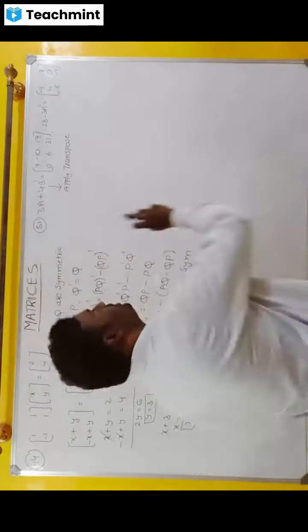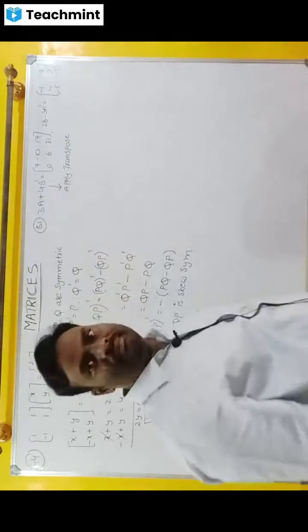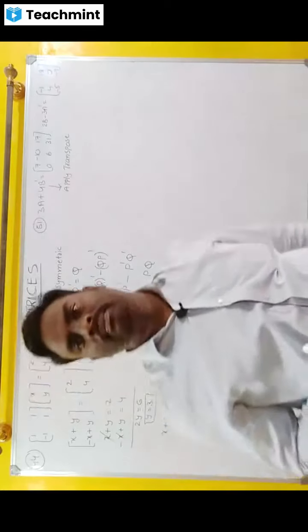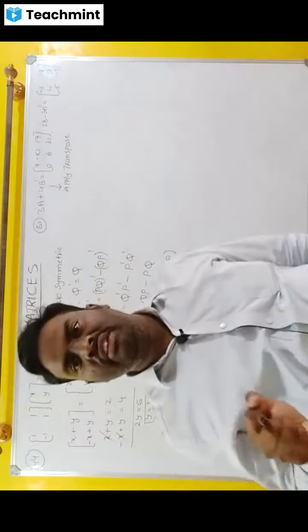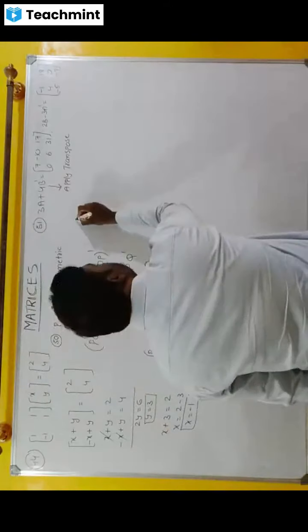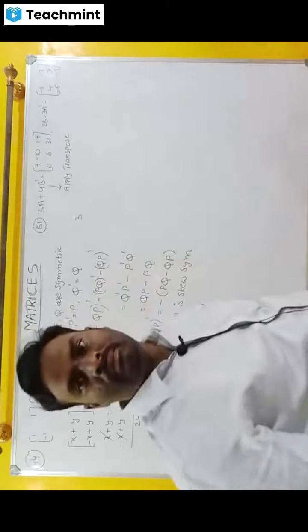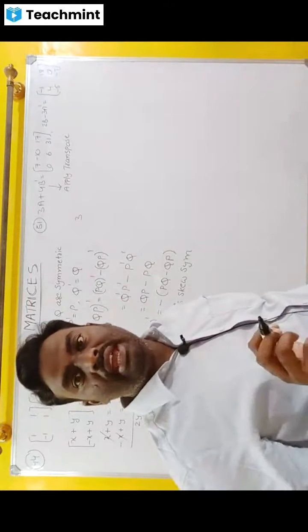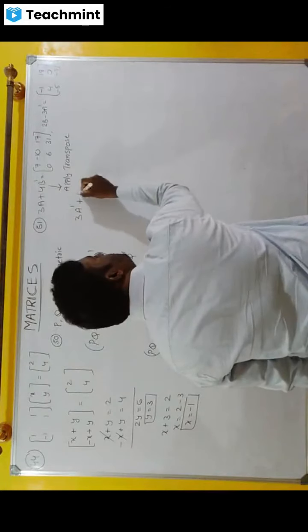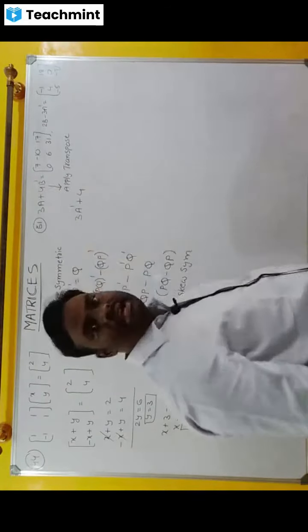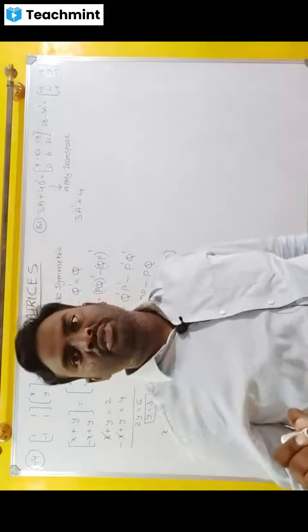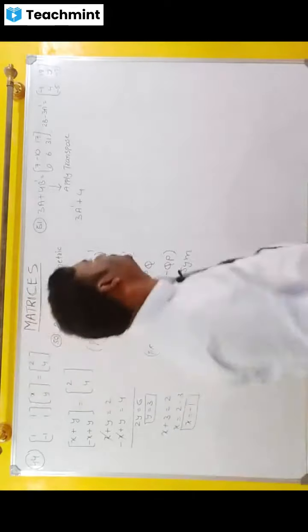Here what is the first value? 3A. For 3 we can't apply transpose because 3 is a constant. We are applying transpose only for the matrix, not for a value. So for 3 we write the same 3 only. What is the transpose of A? That is A dash. Next, 4 is as usual. Here B dash is there. For B dash, if you apply transpose, what will you get? B will come.